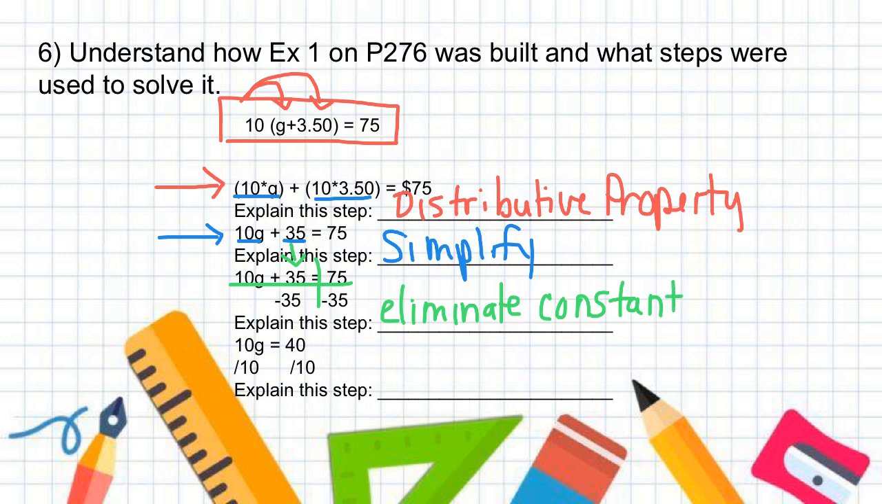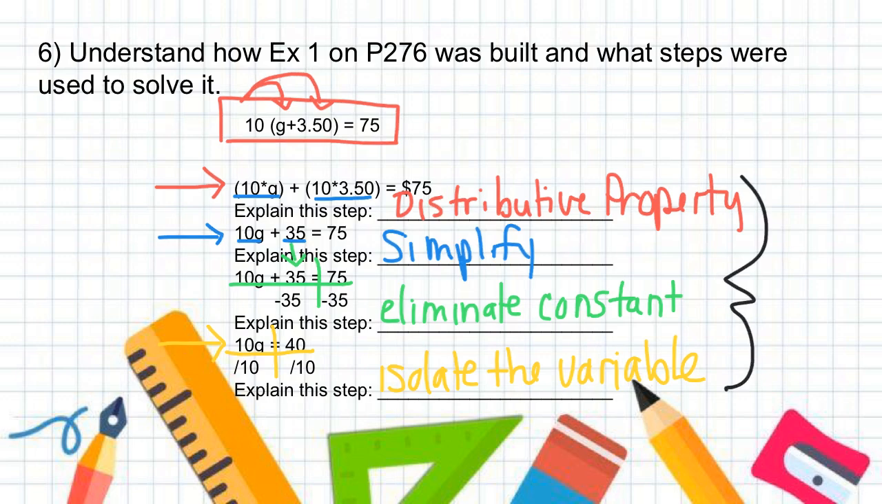And then I said, well, we also need to get this g by itself. So the opposite of multiplying by 10 is dividing by 10. And this is called isolating the variable. Now, if you look at what we just wrote right here, it looks very much like the note sheet I gave you for your notebook.